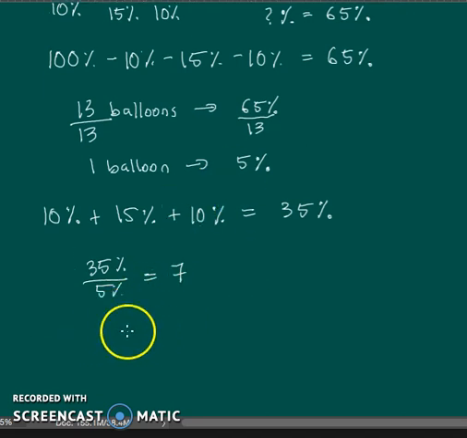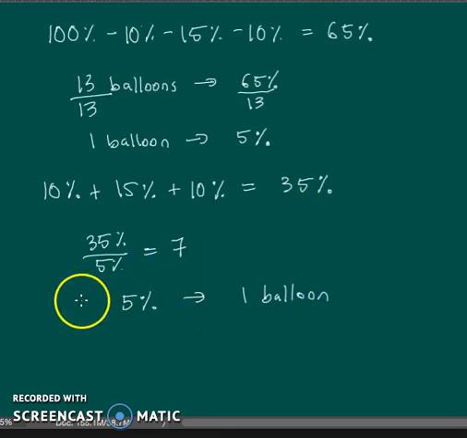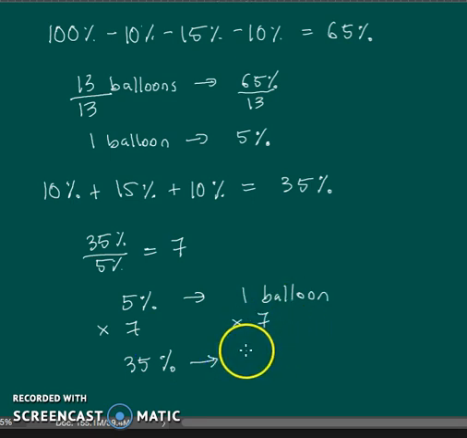So now that I know that 5% represents one balloon, I need to multiply both sides by 7 in order to get to 35%. So I'm going to multiply this side by 7 and this side by 7, and what you will see is that 35% of Rashid's balloons, which is how many he gave away, is equal to 7 balloons. And that is our answer. He gave away a total of 7 balloons.